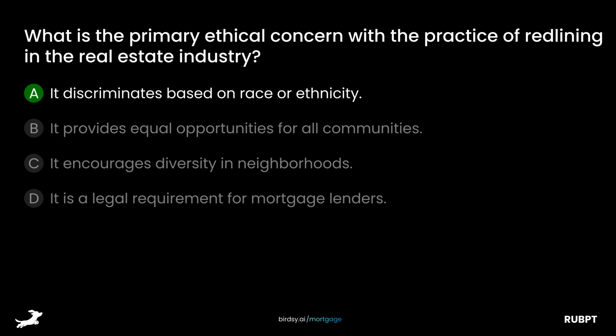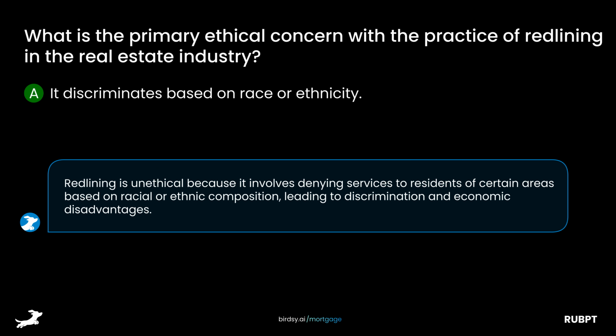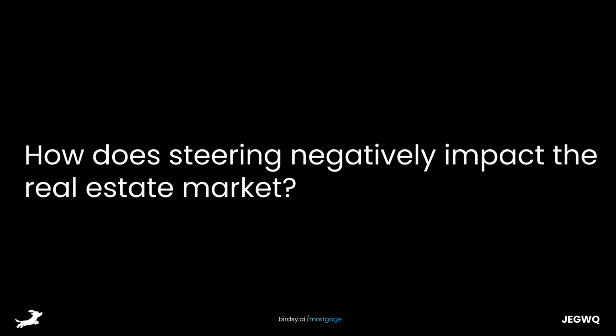The answer is A, it discriminates based on race or ethnicity. Redlining is unethical because it involves denying services to residents of certain areas based on racial or ethnic composition, leading to discrimination and economic disadvantages. How does steering negatively impact the real estate market?